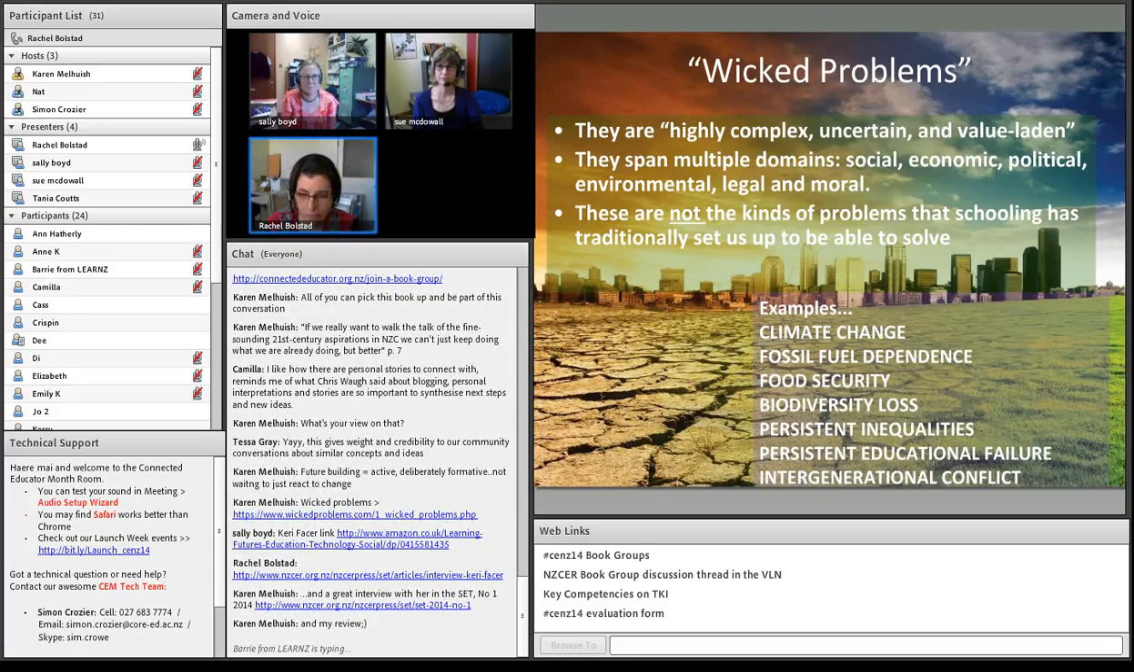So if you haven't already read our book or you haven't come across the term wicked problems, these are complex, value-laden, multi-dimensional problems that we all know are part of our realities today and are likely to be challenges for the world through to the foreseeable future. And the literature on wicked problems explains why they're so difficult to address, because they can't just be broken down into their component pieces and solved bit by bit. And they can't just be solved by drawing on individual disciplinary knowledge. And they're not the kinds of problems that schooling has traditionally set us up to be able to solve.